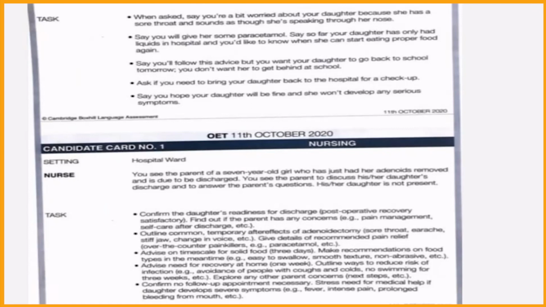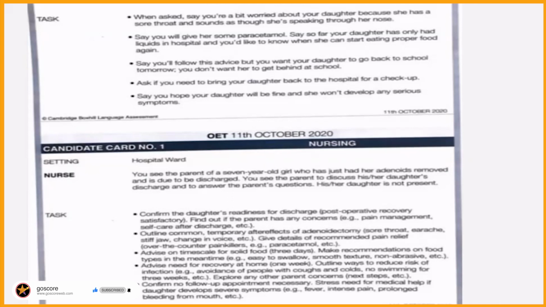Give her something that is easy to swallow, something that has a smooth texture, and something that is non-abrasive. Here it means something that requires less grinding and chewing, something that is not really rough and hard. So I'm going to tell you how you can attempt this, okay? I'm finishing off by saying, oh, I don't know when she can start on solid food. So what do I do?